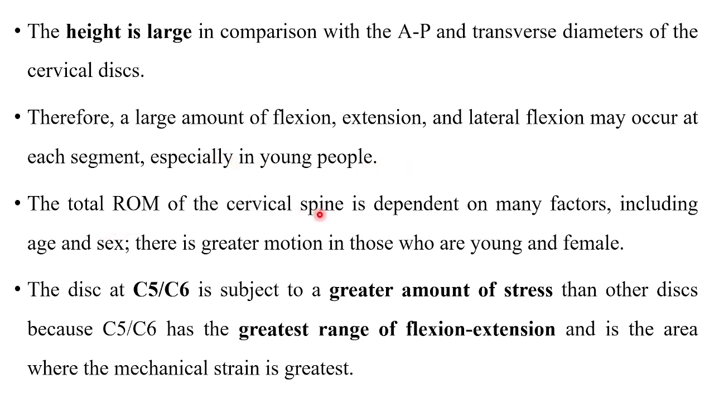The total range of motion of the cervical spine is dependent on many factors, including age and sex, and there is greater motion in those who are young and female. The disc at C5, C6 is subjected to a greater amount of stress than the other discs because C5, C6 has the greater range of flexion and extension and is the area where the mechanical strain is greatest. So the greater amount of stress is present over your C5, C6 disc.